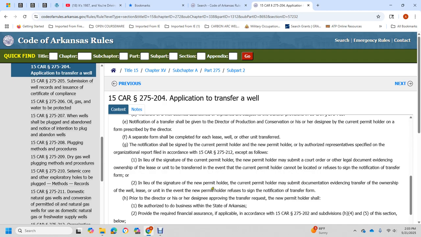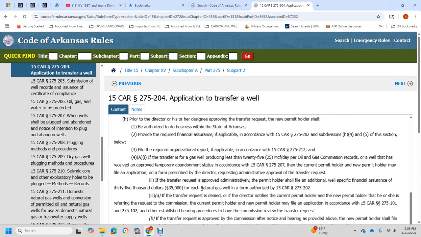In the event the new permit holder refuses to sign the notification of transfer form, prior to the director or his or her designee approving the transfer, the request must show the new permit holder is authorized to do business in the State of Arkansas, has provided the required financial assurance as applicable under Title 15 Code of Arkansas Rule 275-202 and subdivision H4 of this section below, and has filed the required organizational report, if applicable, under Title 15 Code of Arkansas Rule 275-212.